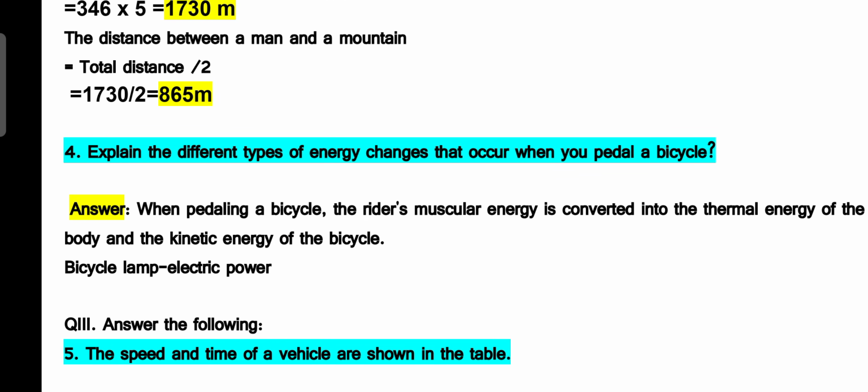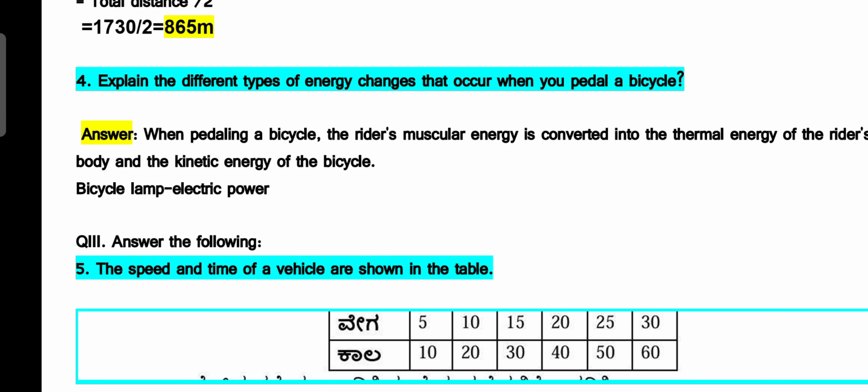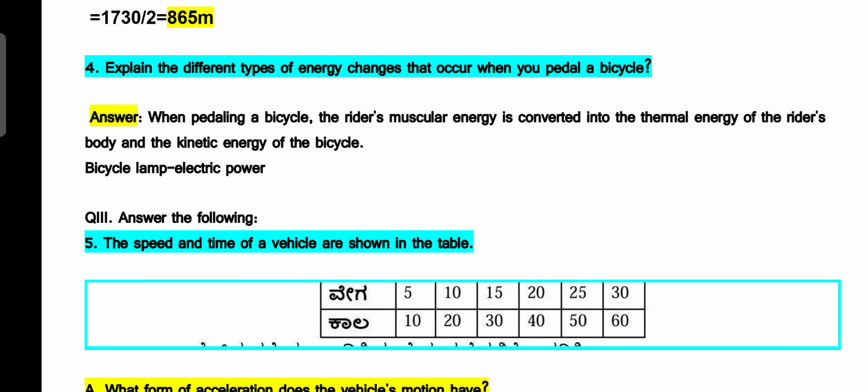Now let us move to the fourth question. Explain the different types of energy change that happens when you pedal the bicycle. While pedaling the bicycle, the rider's muscular energy is converted to thermal energy. The body heat rises. So thermal energy is formed. And also the cycle moves. The wheels rotate. That is nothing but the kinetic energy. So muscular energy changes to thermal energy and kinetic energy.